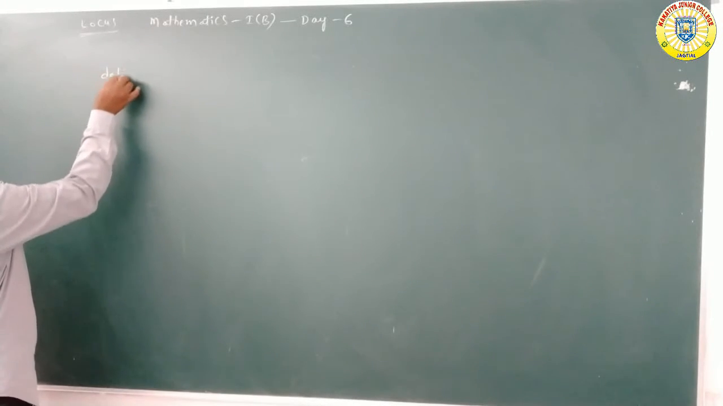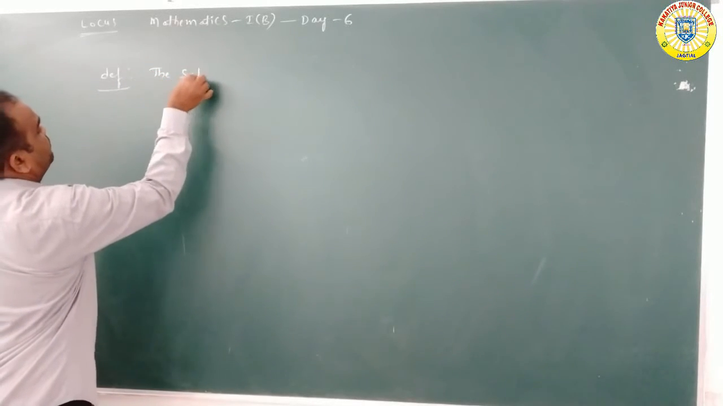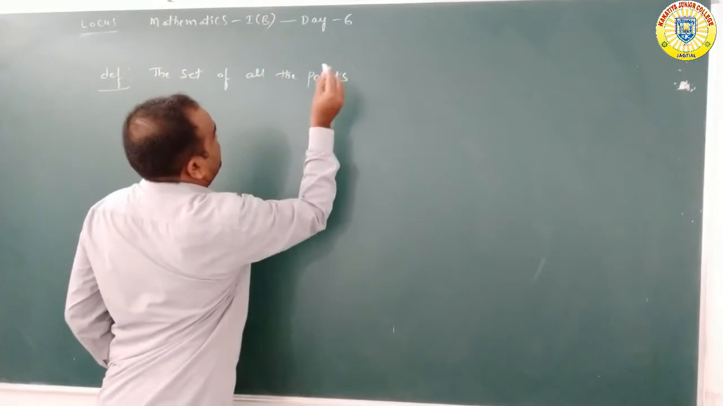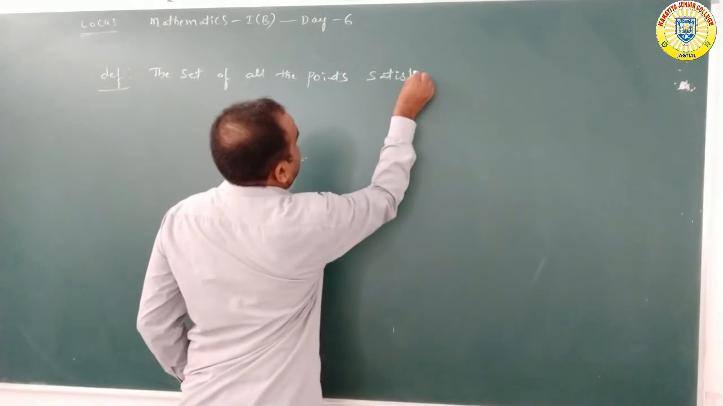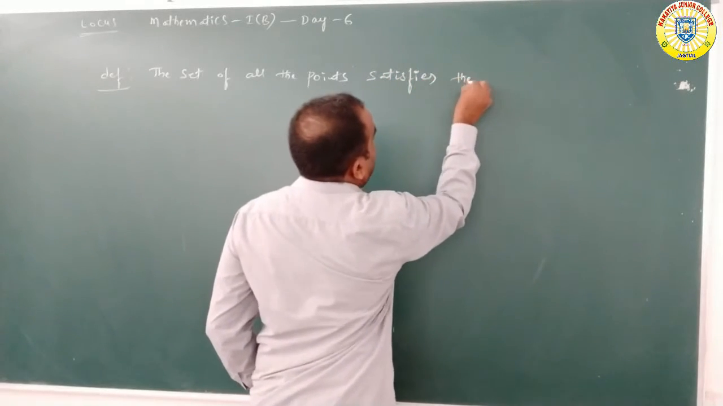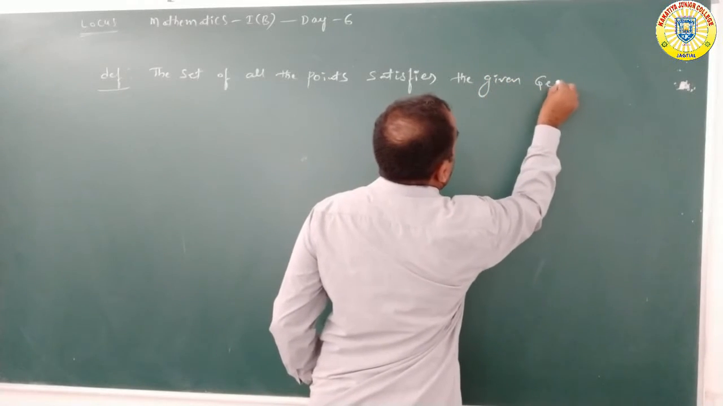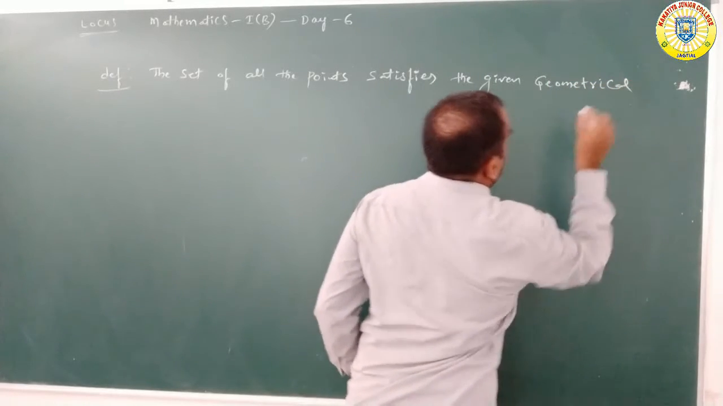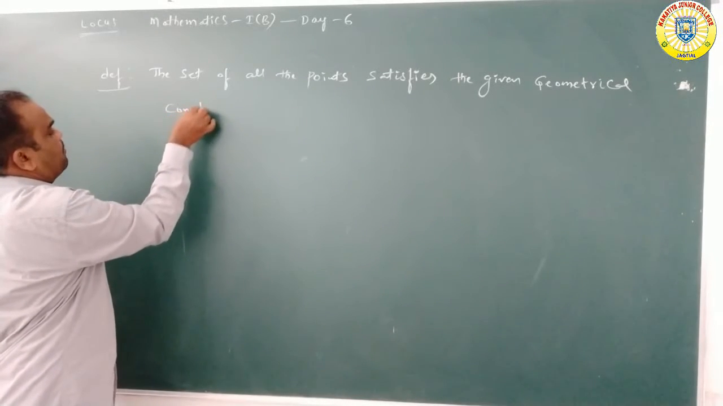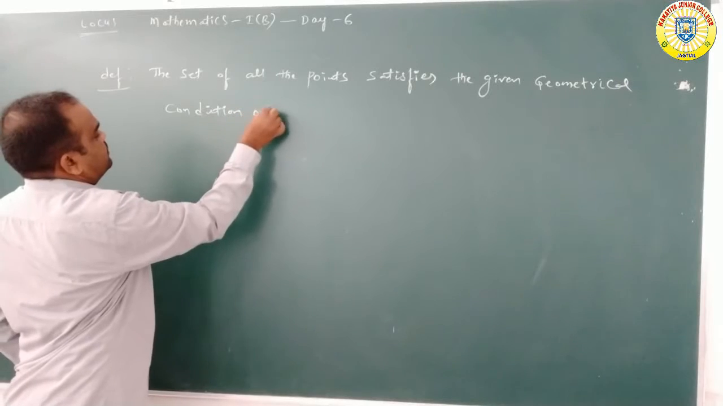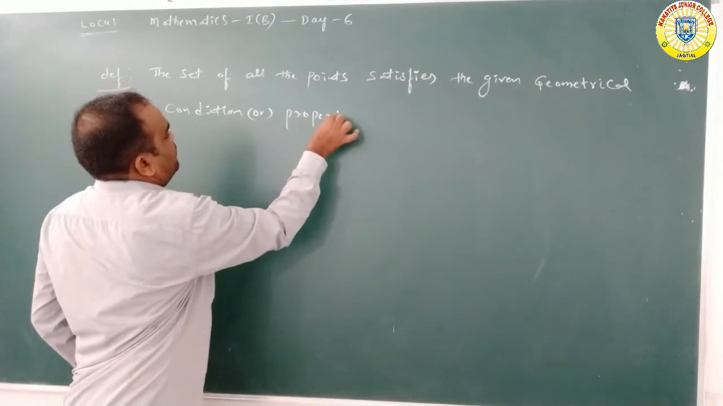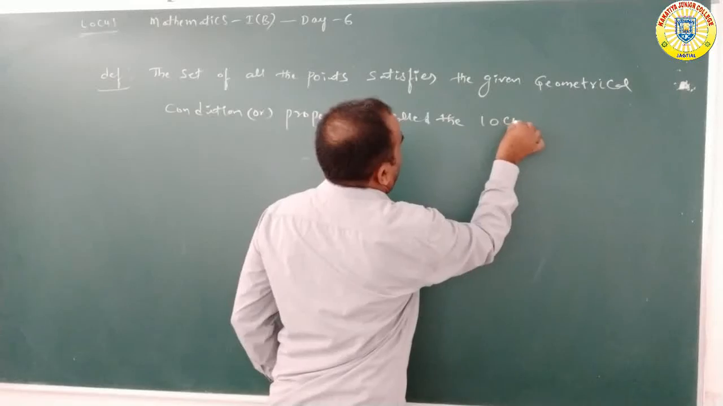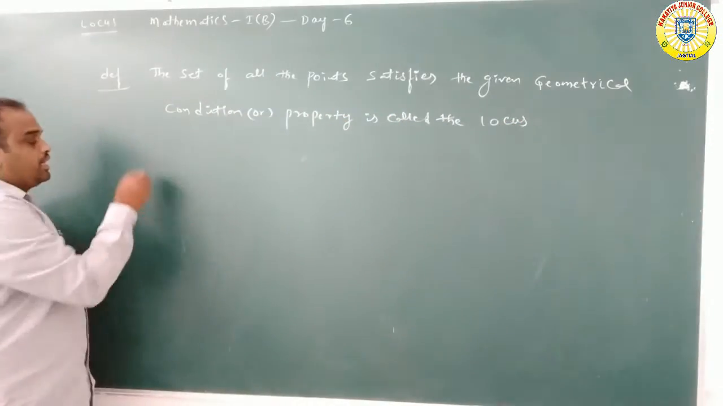Definition: the set of all the points that satisfy the given geometrical condition or property is called the locus.